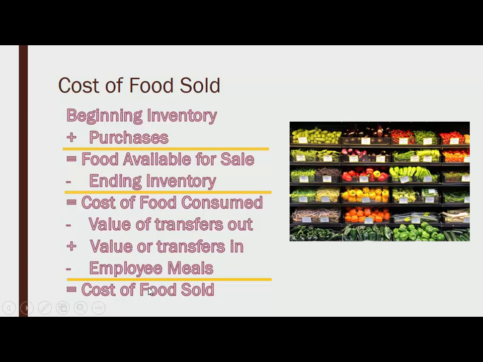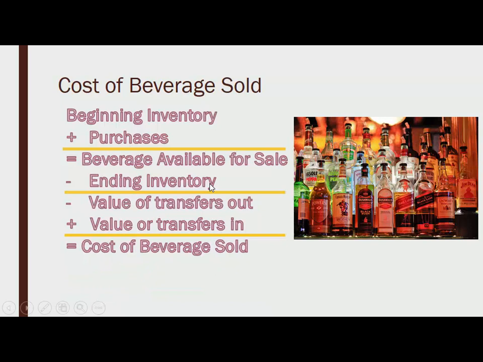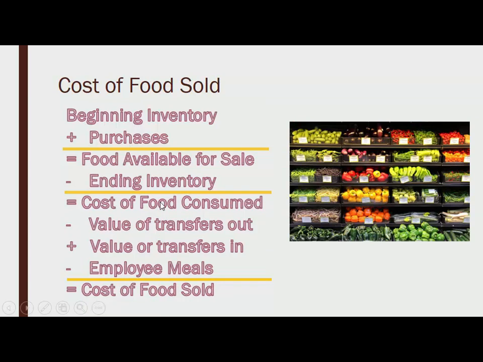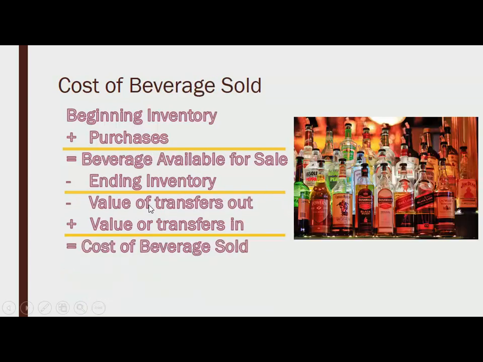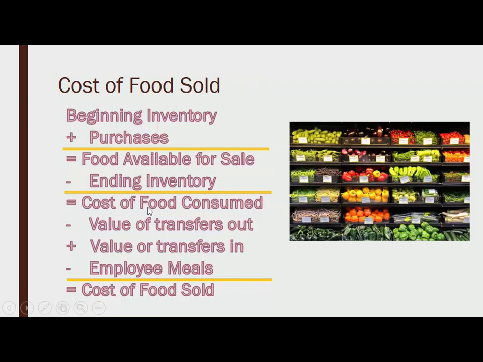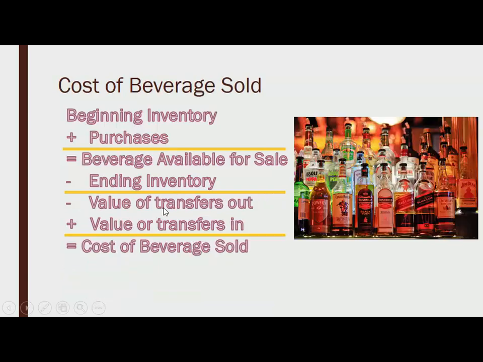So it's very important to understand how we get to this. Okay, so again, we have to go beginning inventory plus purchases minus ending inventory minus what we're giving out. Okay, adding what we're taking in as a transfer, and then taking away employee meals. Now our cost of beverage sold, it's very similar, with the big difference being the fact that we don't do a subtotal. Okay. And the other thing is we don't have employee meals because you don't have employee beverages.